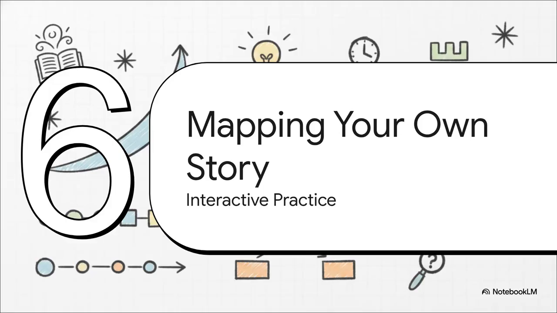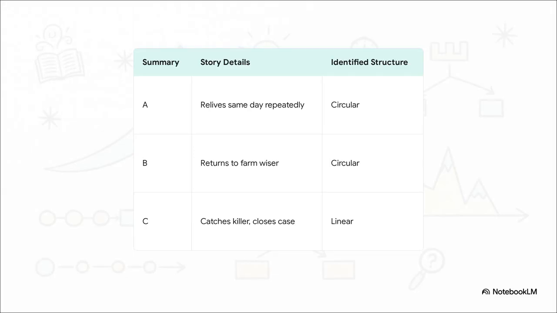Let's make this practical in Section 6, Mapping Your Own Story. Let's play detective for a second and look for the structural clues in these summaries together. In Summary A, a man relives the exact same day repeatedly. That's your classic circular or repetitive structure. In Summary B, a boy goes to war and returns to his farm wiser. He's back where he started physically, but internally, totally changed. So that is a circular journey home. And Summary C, a detective finds clues, catches a killer, and closes the case. Straightforward A to B, chronological, that's a classic linear engine at work.